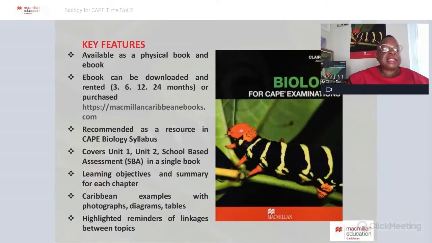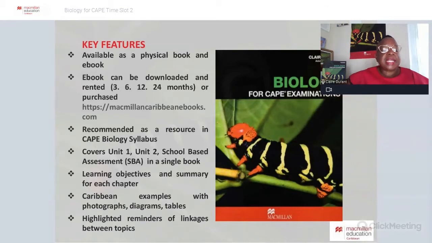The book has learning objectives with a summary for each chapter, and we have lots of Caribbean examples with photographs. So we use references in photosynthesis and flowers and flower morphology and learning about the outdoors and ecology. We use examples like mangoes and the coral reef and sugar cane. All of those are examples that we are all familiar with.